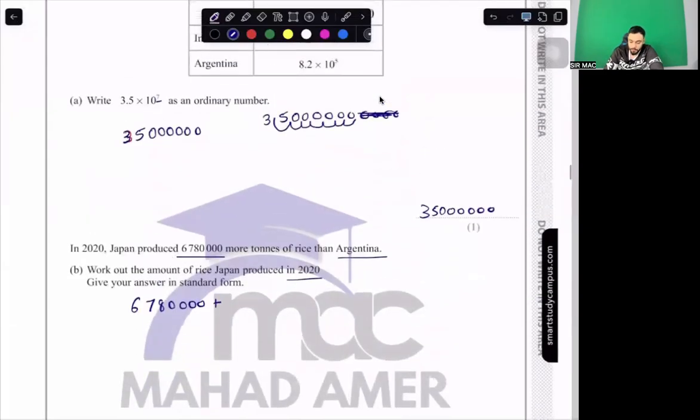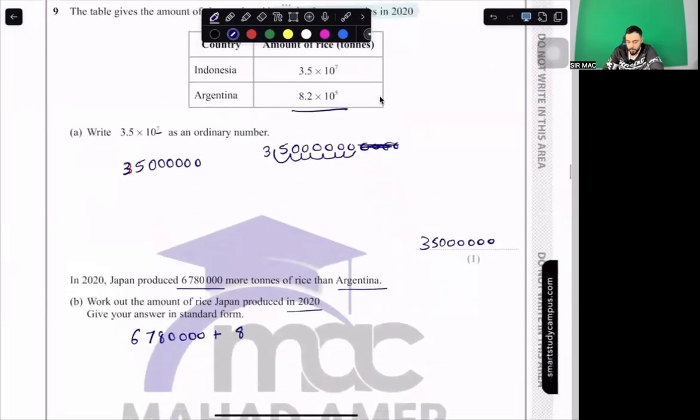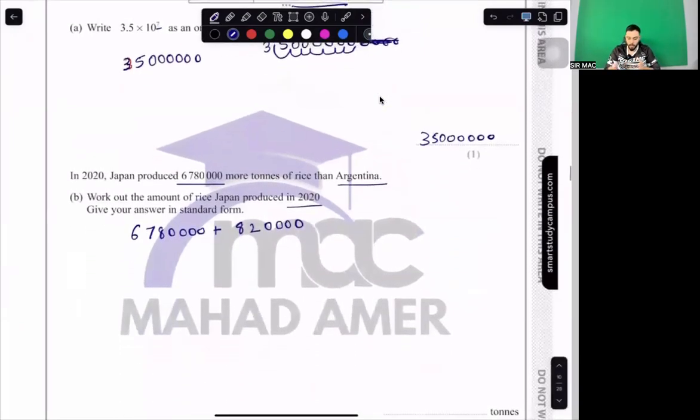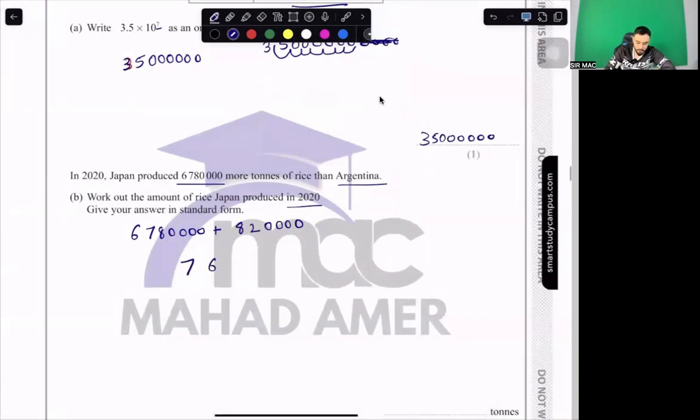So 678,000 plus the value for Argentina is this. I would first write it in the normal form. So 8, 2, 1, 2, 3, 4. What I do is first of all write them in ordinary numbers. Then I use a calculator to add them up. So just to be clear, I just add them up. So 8, 2, 3, 4, yes. And the total number that I'm getting is 7,600,000. So that's the total number of tons that I'm getting.